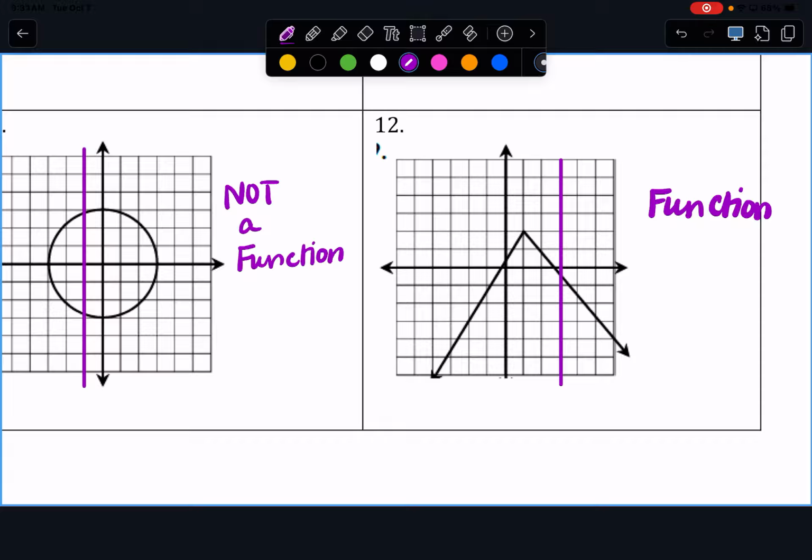All right. Also, I want y'all to do 13 and 14. Go ahead and do 13 and 14 for me.